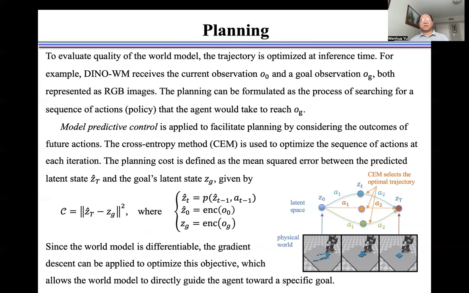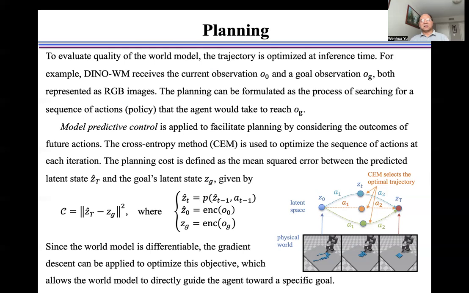The planning can be formulated as a process of searching for the sequence of actions that the agent will take to reach OG. Model predictive control is applied to facilitate planning by considering the outputs of future actions. The cross-entropy method is used to optimize the sequence of actions at each iteration.